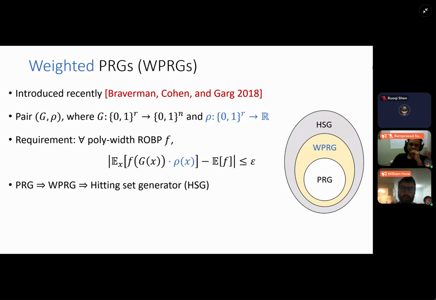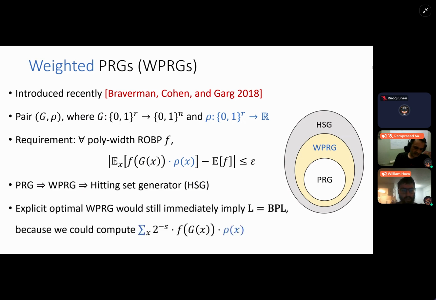And one can show that these weighted pseudorandom generators are intermediate between true pseudorandom generators and the traditional concept of a hitting set generator, which is like a one-sided version of a pseudorandom generator. And weighted pseudorandom generators would still be sufficient for de-randomization. If we could design explicit optimal weighted pseudorandom generators, then that would still imply L equals BPL, just as if we had a true pseudorandom generator.